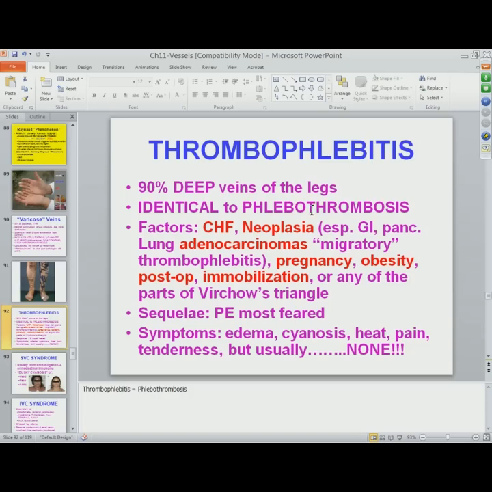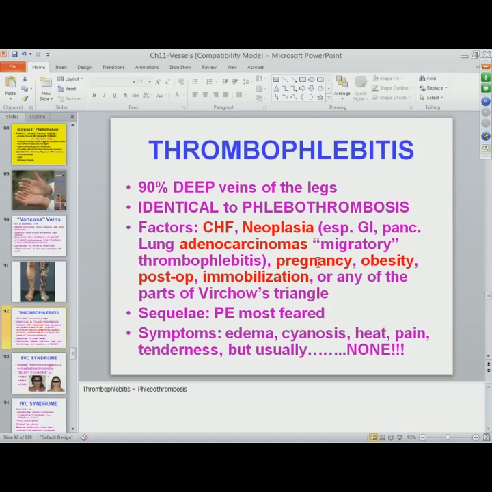Superficial veins of the legs do not give rise to pulmonary embolism. Superficial veins anywhere else do not give rise to pulmonary embolism. It's only the deep veins of the pelvis and lower extremities that give rise to PE. So the factors of thrombophlebitis are basically the same as the factors of thrombosis anywhere. Stasis of blood flow, like in CHF. Many of the malignancies, especially the GI malignancies, it was first described in pancreas, but also colon, also lung, have a migratory type of thrombophlebitis.